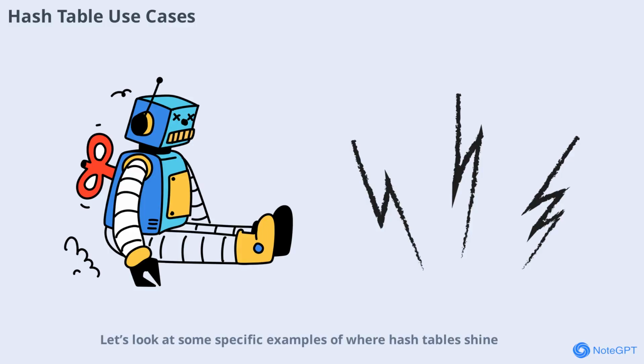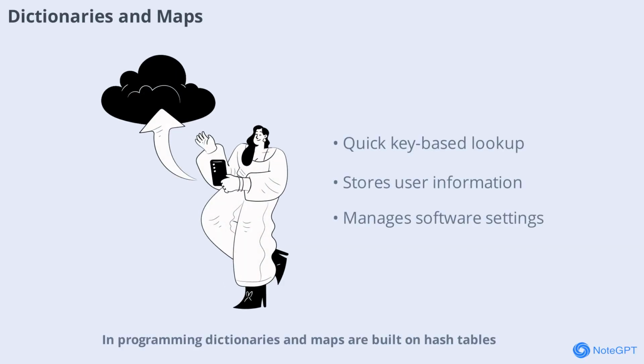Let's look at some specific examples of where hash tables shine. In programming, dictionaries and maps are built on hash tables. They let you store and retrieve data using keys just like a real-world dictionary. For example, you can quickly find the definition of a word by looking up its key. This makes dictionaries and maps incredibly useful for tasks like counting word frequencies, storing user information, and managing settings in software applications.